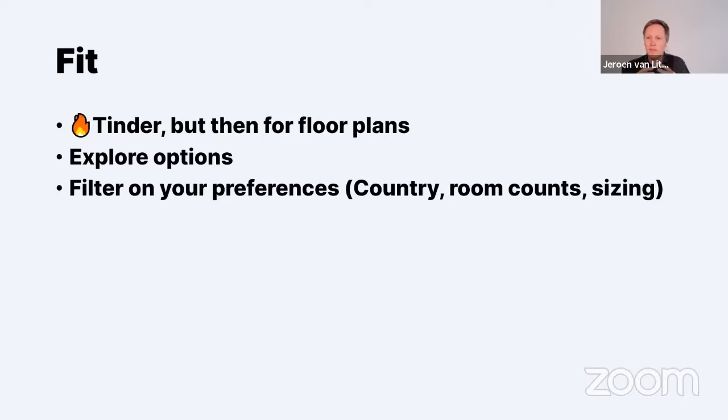With floor plans, you often see slight differences between plans from different countries. If you look at a plan from Amsterdam and compare it to a plan in Manhattan or a plan in Kathmandu, they're all slightly different. That's of course because of regulations and culture and all these things. So you can filter on that, and on other things such as room counts and sizing. Together, you can really quickly get an idea of what is roughly possible within a floor plan design. That's the intention of the fit functionality.